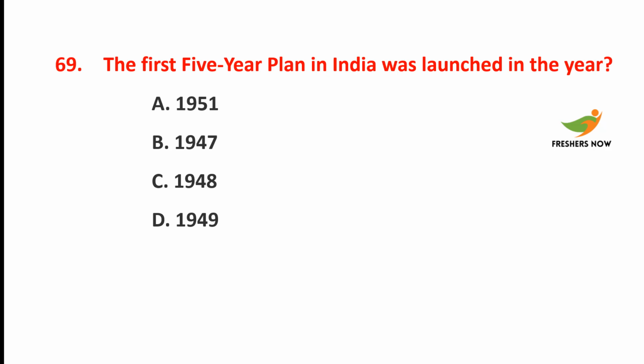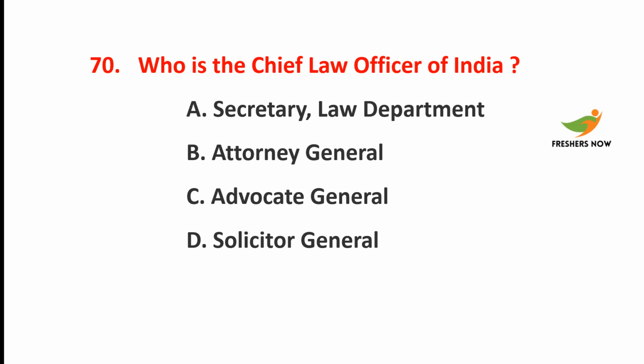69th question. The first 5-year plan in India was launched in the year? Answer A, 1951. 70th question. Who is the Chief Law Officer of India? And the answer is B, Attorney General.